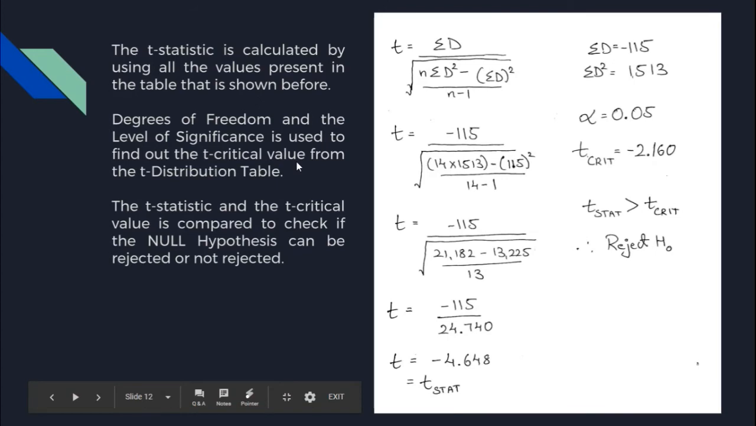Degrees of freedom and the level of significance are used to find out the t critical value from the t distribution table, and that value is found out to be equal to -2.160. Now the t statistic, which is -4.648, and the t critical value are compared to check if the null hypothesis can be rejected or not. So we can see that the t statistic is greater in magnitude than the t critical value, therefore we reject the null hypothesis.